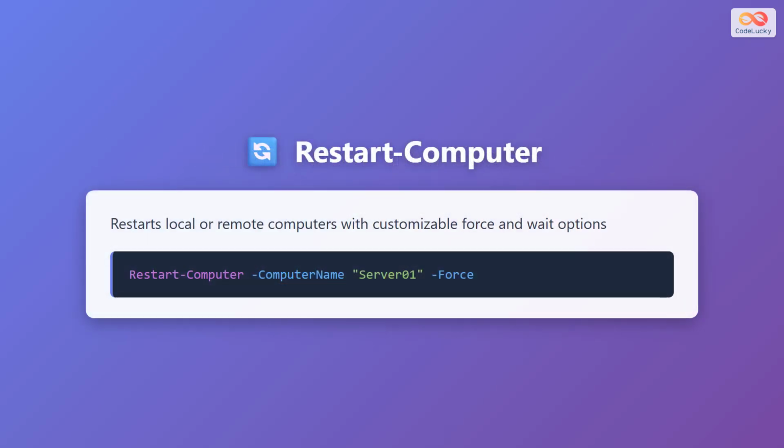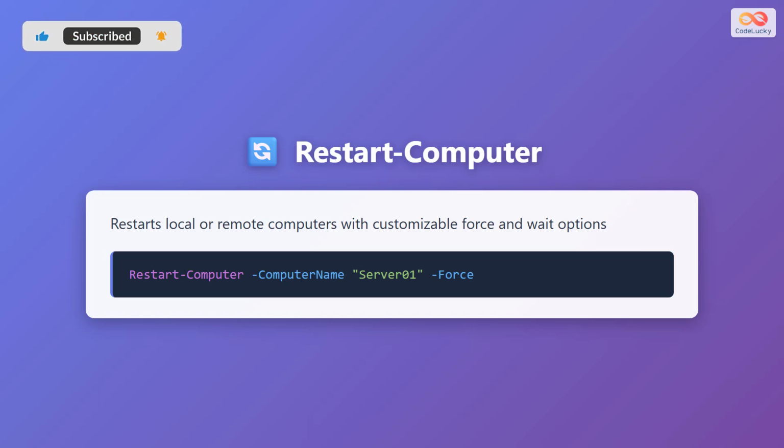Let's start with Restart-Computer. This cmdlet restarts local or remote computers with customizable force and wait options. The basic syntax is straightforward. You use the cmdlet name followed by the -ComputerName parameter to specify which computer you want to restart. In this example, we are restarting a computer named Server01 using the -Force parameter.